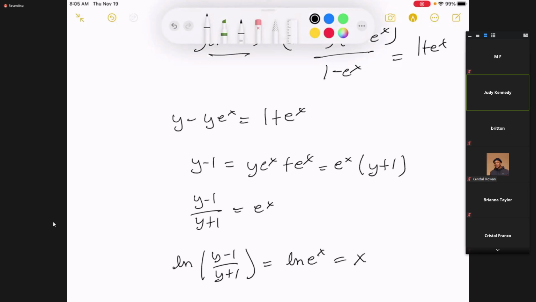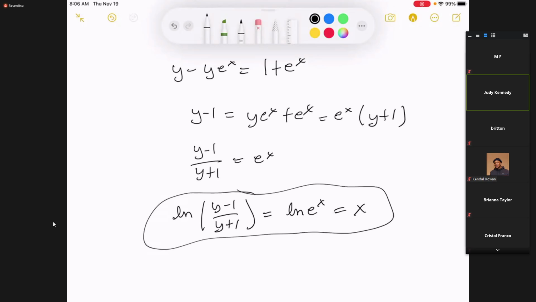And ln of e to the x is x because ln and e are inverses of each other. A function undoes its inverse. In fact, I'll show you how that works with this particular function later here. Okay, so we got x is equal to ln of (y minus 1) over (y plus 1). So I've got x written as a function of y. And now let's just interchange the x and the y. Okay. Or you could leave it this way, okay? That's just changing the name, basically.